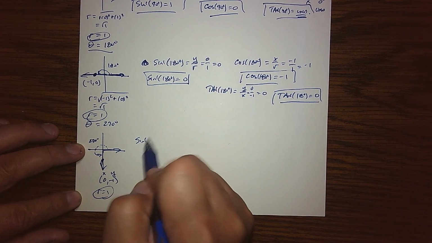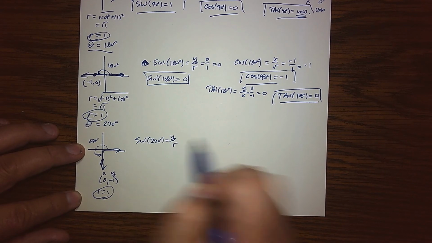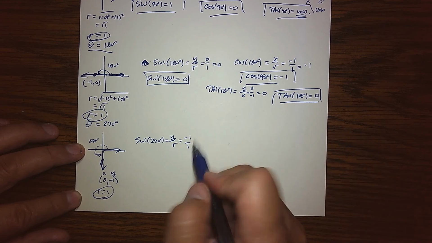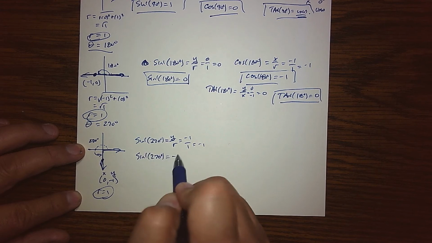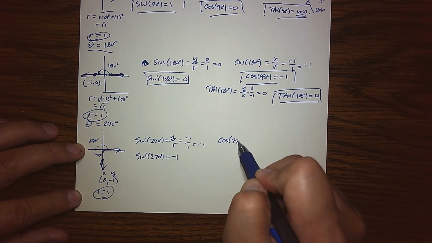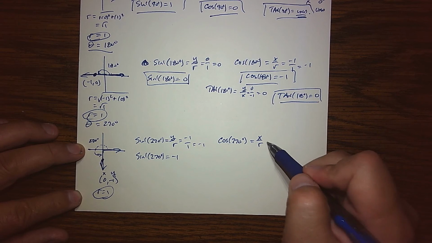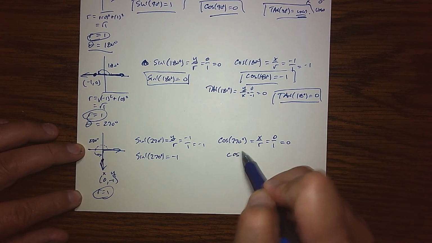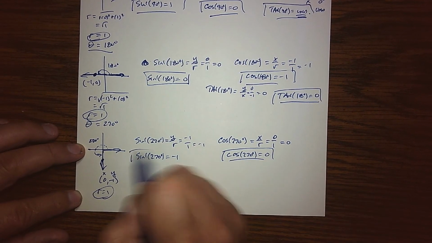So the sine of 270 degrees, by definition, is my y value over my r. My y value is -1, r is 1, we get -1. So the sine of 270 degrees equals -1. Cosine of 270, well, that's by definition x coordinate over r. My x coordinate is 0, r is 1, we get 0. So the cosine of 270 degrees is 0.